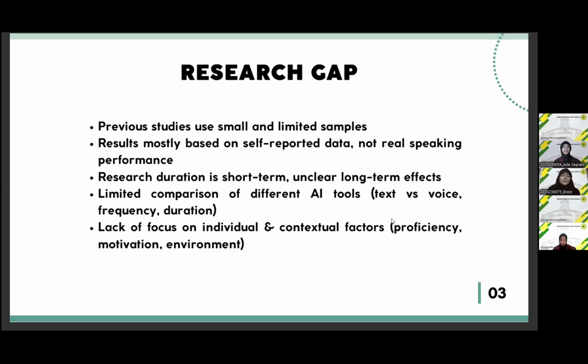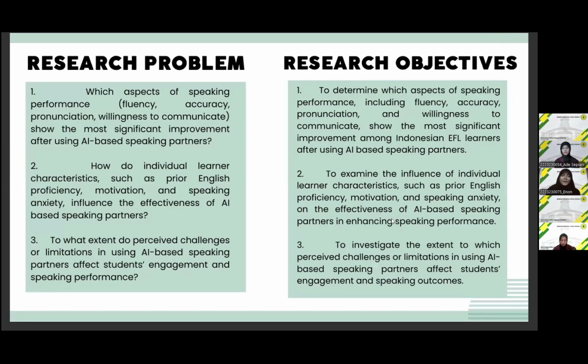In addition, there is limited comparison between different types of AI tools, such as text-based and voice-based applications, as well as differences in usage frequency and duration. And then individual factors like proficiency and motivation, and contextual factors such as learning environment and support system, are still unexplored. The study aims to fill these gaps by providing a more comprehensive analysis of how AI-based speaking partners influence students' speaking confidence.